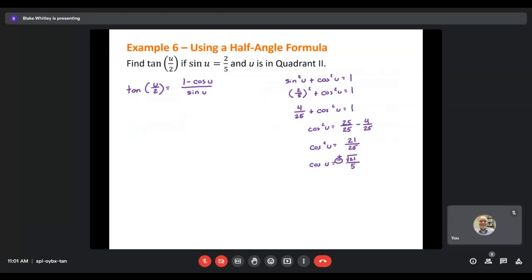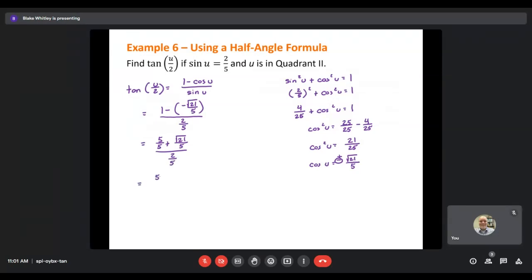All right, now we have all the pieces. Now we can just substitute in. So over here, we're going to get 1 minus our cosine value that we just saw. So that's going to be negative square root 21 over 5. And we're going to put that over the sine, which is 2/5. Now, subtracting a negative, we actually add there, right? And I need a common denominator. So this is going to be 5/5 plus square root 21 over 5, all divided by 2/5.